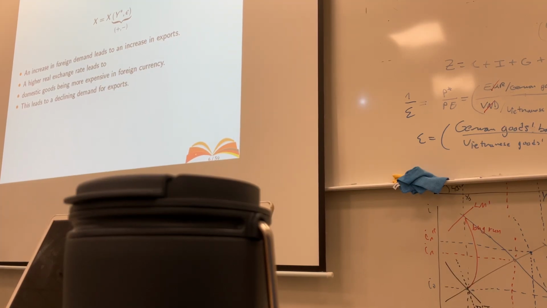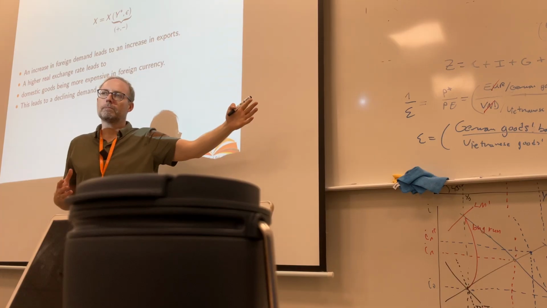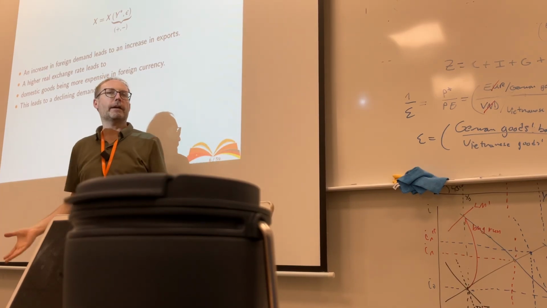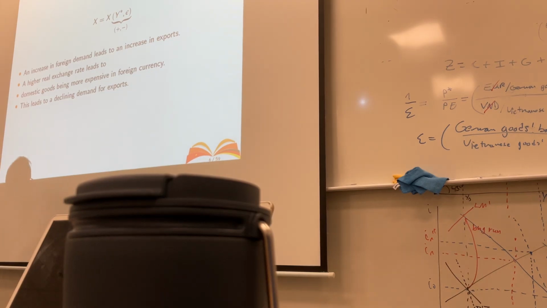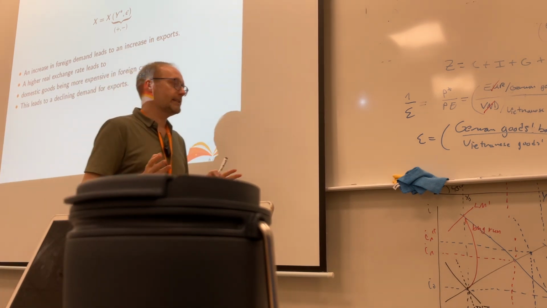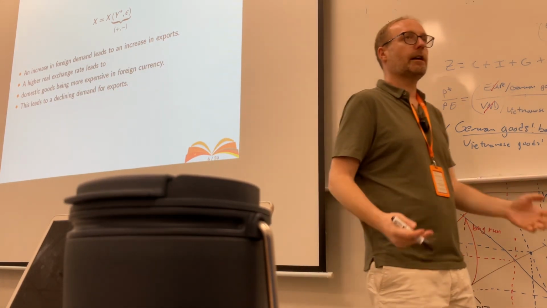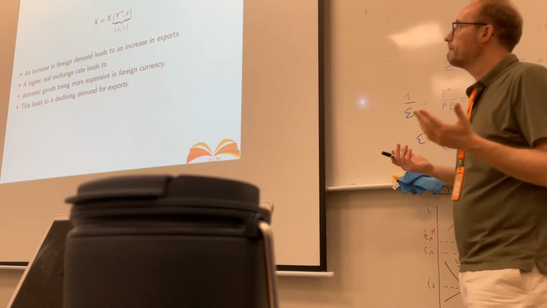All right, how about exports? Well, they're going to depend positively on Y star, which is income abroad. So when people abroad have higher income, they're going to demand more goods, both from their home country and from other countries, including ours. So if Germany has an increase in income, or the United States, or China, they're also going to buy more goods from Vietnam.